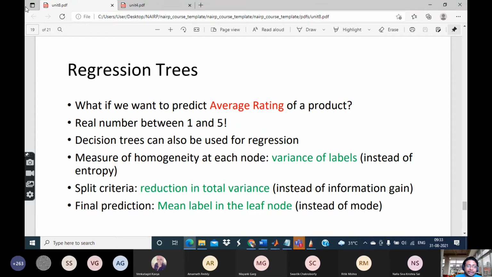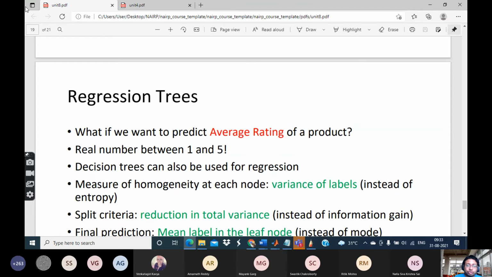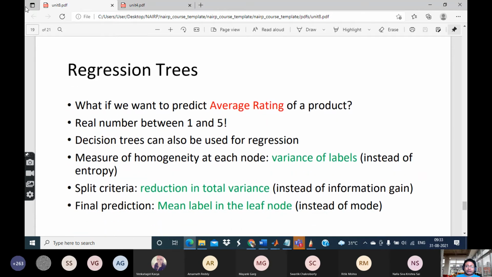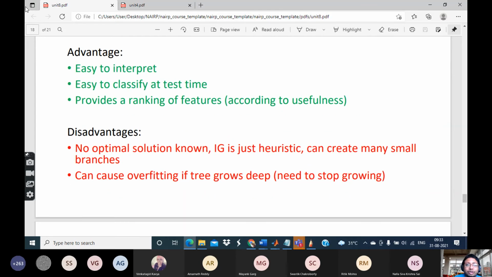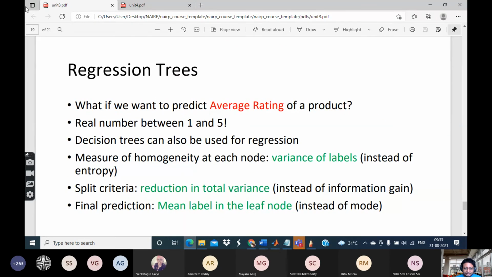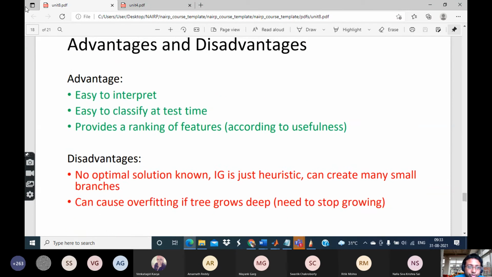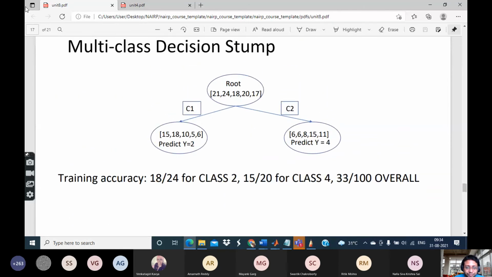Now this kind of decision tree can also be used for regression. Of course, there are other ways of doing regression also. But since we have started with decision trees, let us carry on with it, and let us see how decision trees can be used for regression. Okay. So here, suppose we have got a decision tree somewhat like this.